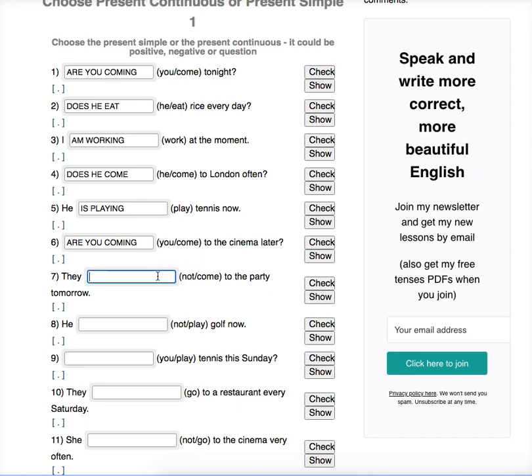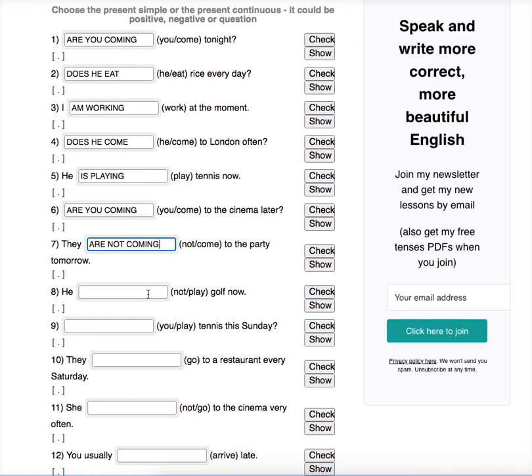So how can you do it? They are not coming to the party tomorrow. Very good. They are not coming to the party tomorrow, or they aren't coming to the party tomorrow. Thank you, Sari. Vero, the next one.